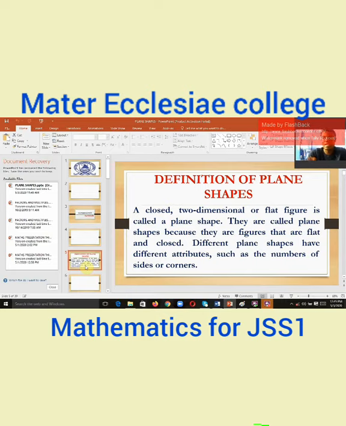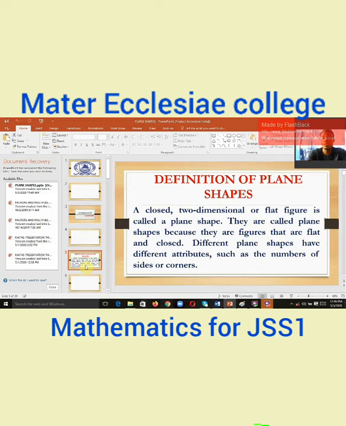That's why the definition I gave here is it's a closed two-dimensional or flat figure. Now it's closed, it's not open. All plane shapes are closed. They are also polygons. Now the smallest plane shape in terms of number of sides is a triangle. A triangle has 3 sides. Next in line are quadrilaterals. Quadrilaterals are 4-sided shapes. So plane shapes are closed. They are two-dimensional.